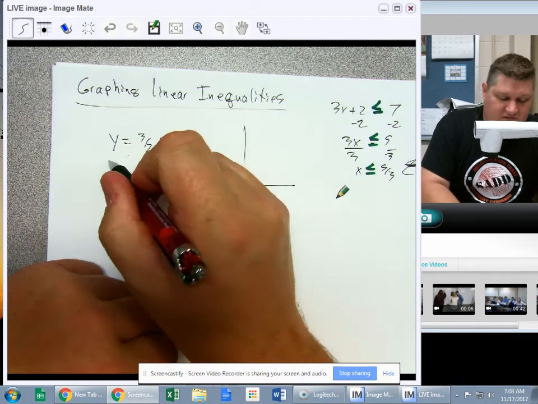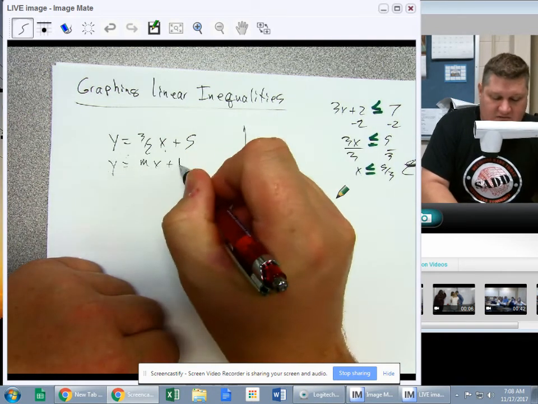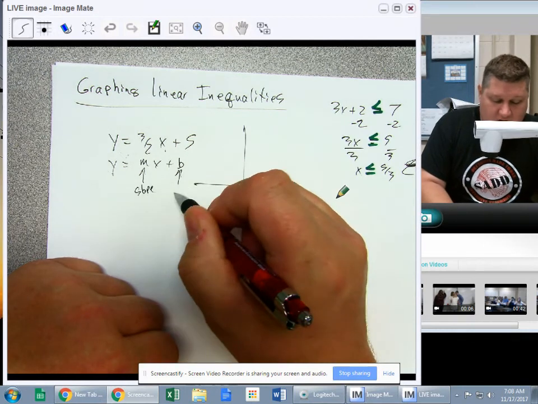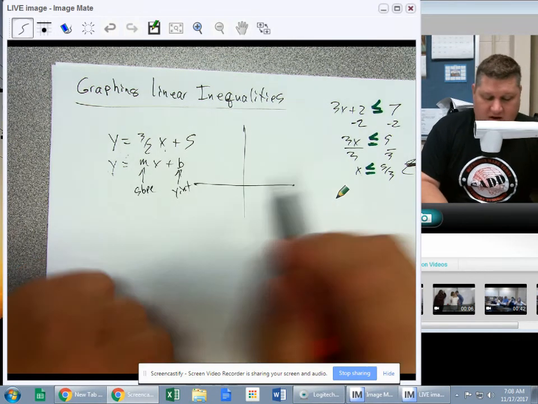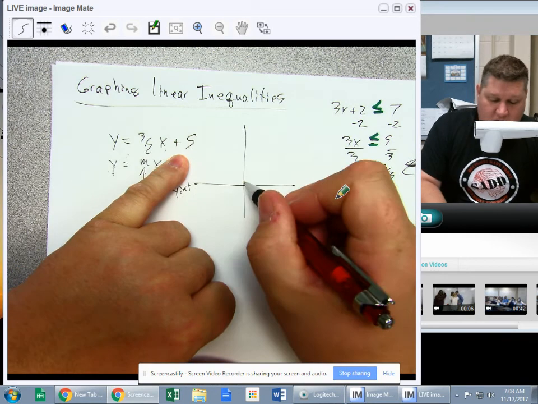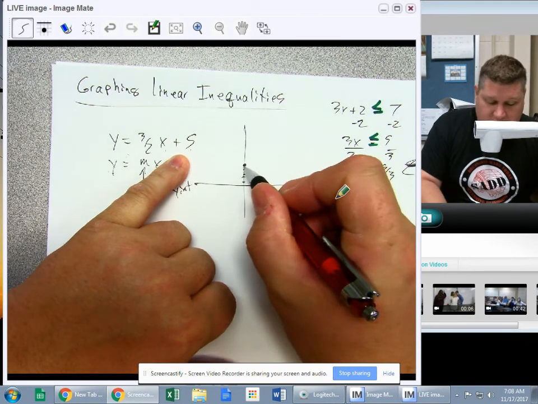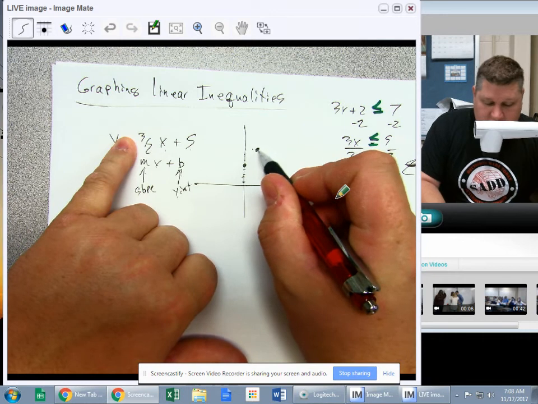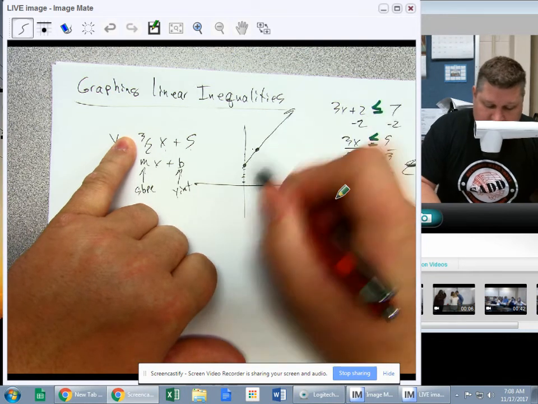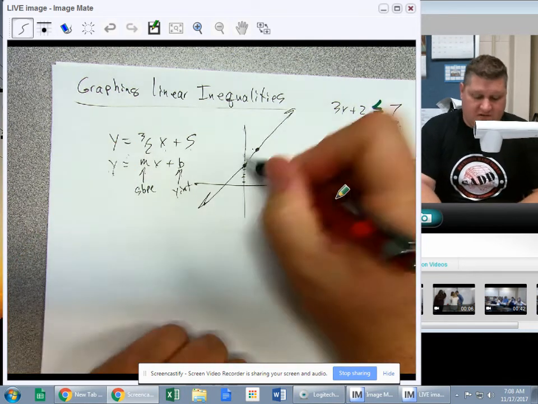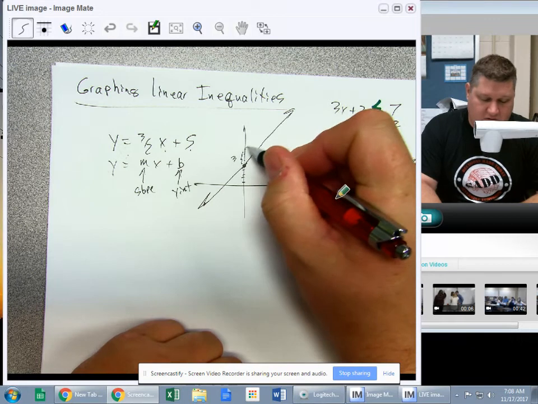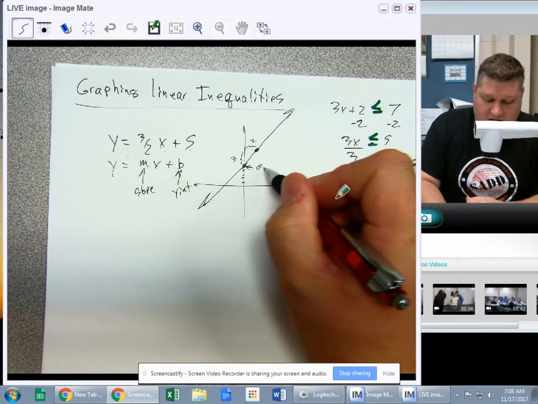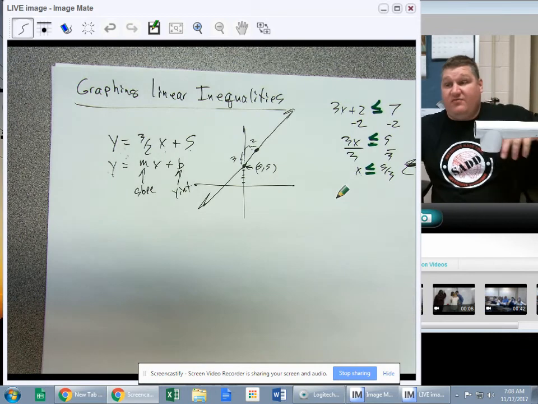Now, to graph this, it's y equals mx plus b. So I have the slope and I have the y-intercept. The y-intercept here is 5: 1, 2, 3, 4, 5. There it is. 3/2, go up 1, 2, 3, and over 1, 2. There you go. And connect the dots, and that is my equation right there. So I'm up 3 over 2, and I came here at 0, 5. All right, so that's my equation.